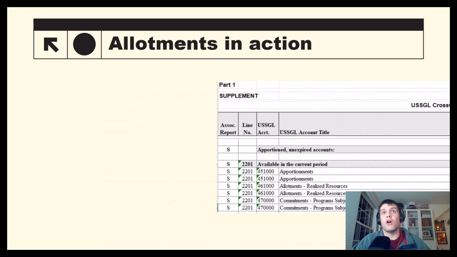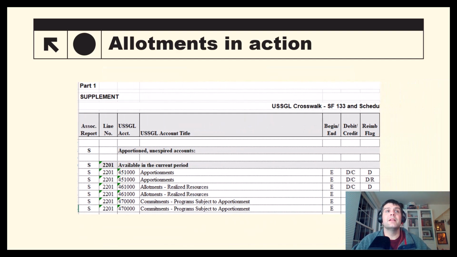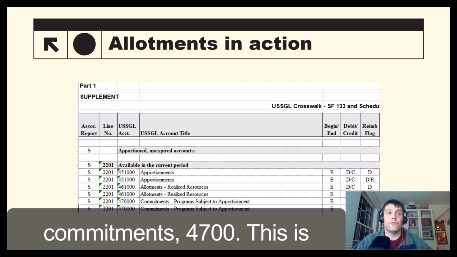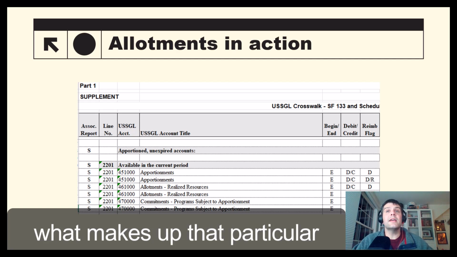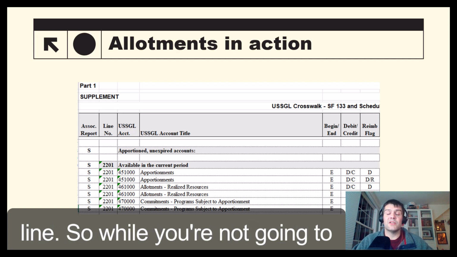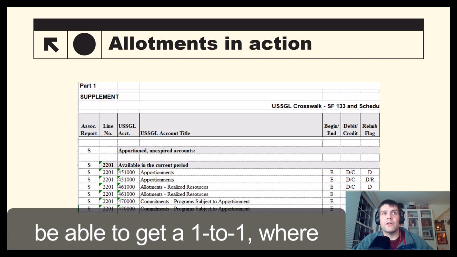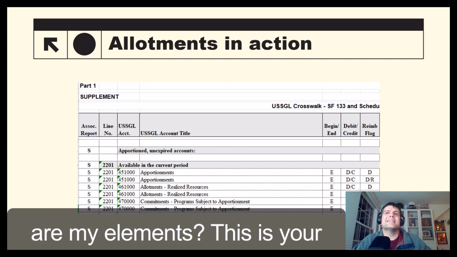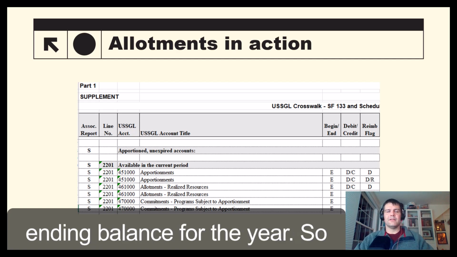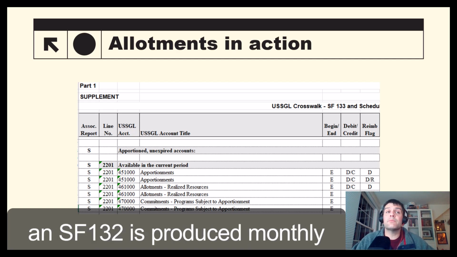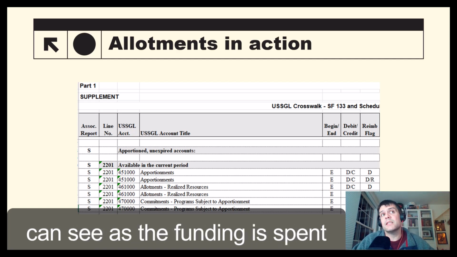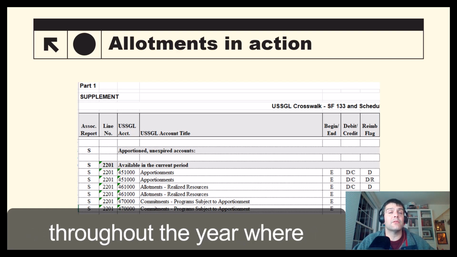I just want to show you a little deeper to give you an example. When you look up the crosswalks from the TFM, you'll see here we have our 451000 in apportionments, and we have our 461000 in allotments, and even, though we haven't covered it yet, we have commitments, 4700. This is what makes up that particular line. So while you're not going to be able to get a one-to-one view of where are my apportionments, where are my allotments, this is your ending balance for the year. Though an SF-132 is produced monthly, and you can pull it up so you can see as the funding is spent throughout the year where you're at.